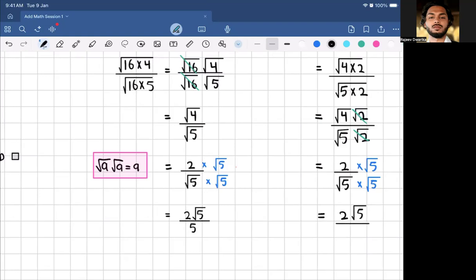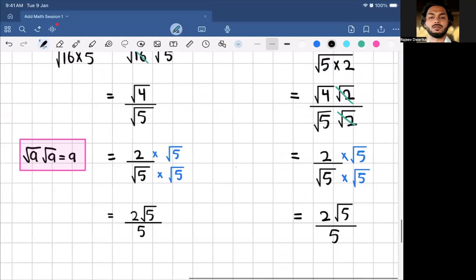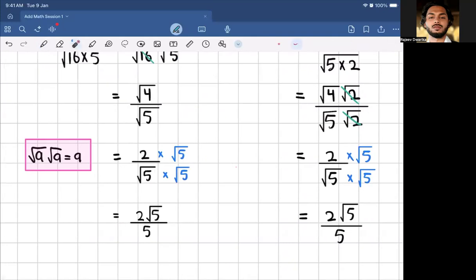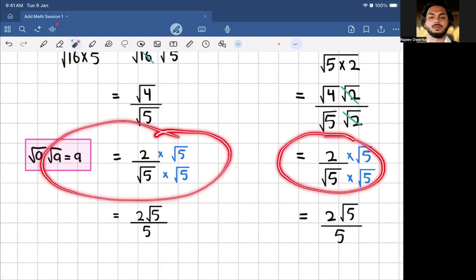And Sheena, remind me, what is root 5 by root 5? 5. And what is the name of this process by which we get rid of the surd in the denominator? What is this process called? Starts with R, sounds like rat.